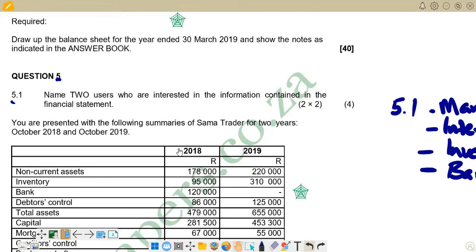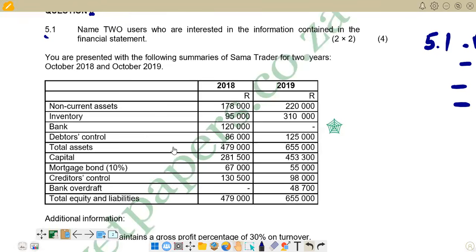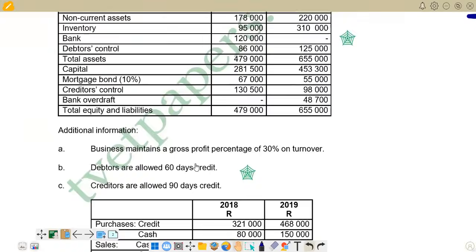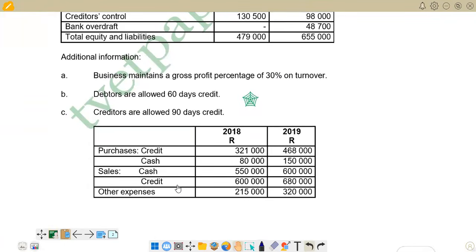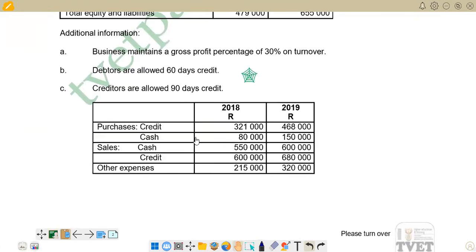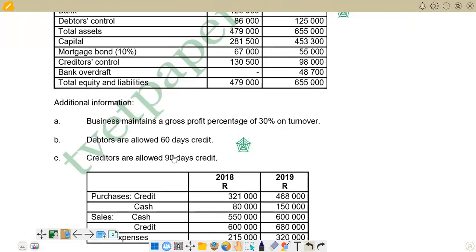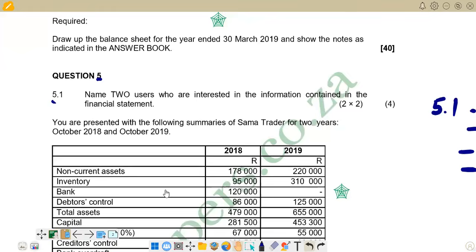So I will go back to our second question, and we're going to read what we have on the second part. The question reads, you are presented with the following summaries of Summer Trader for 2 years, October 2018 and October 2019. So we are given a trial balance in terms of 2018 and 2019. Then they have the information listed there, and additional information from A to C. Also we've got some lists in the form of a trial balance again in terms of purchases, sales, and other expenses.